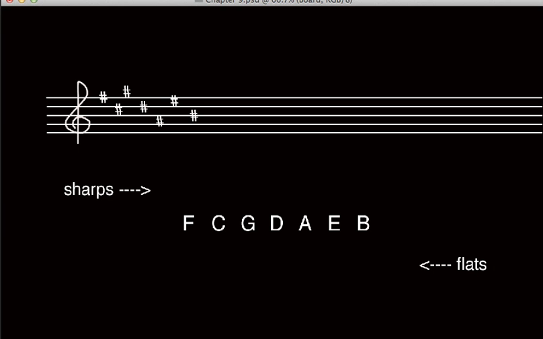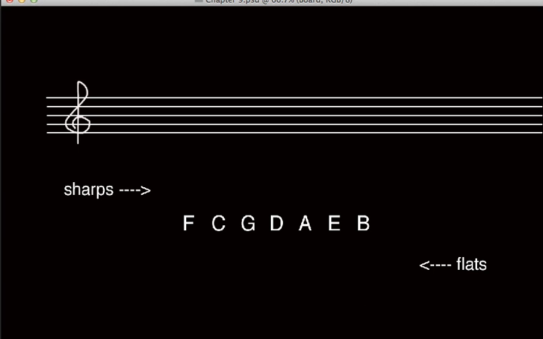Alright, let's talk about flats. Remember, flats is the same backwards. So I have B, E, A, D, G, C, and F. So my first flat is always going to be B. And if I have 2 flats, it's always going to be B and then E. If I have 3 flats, B, E, and A.